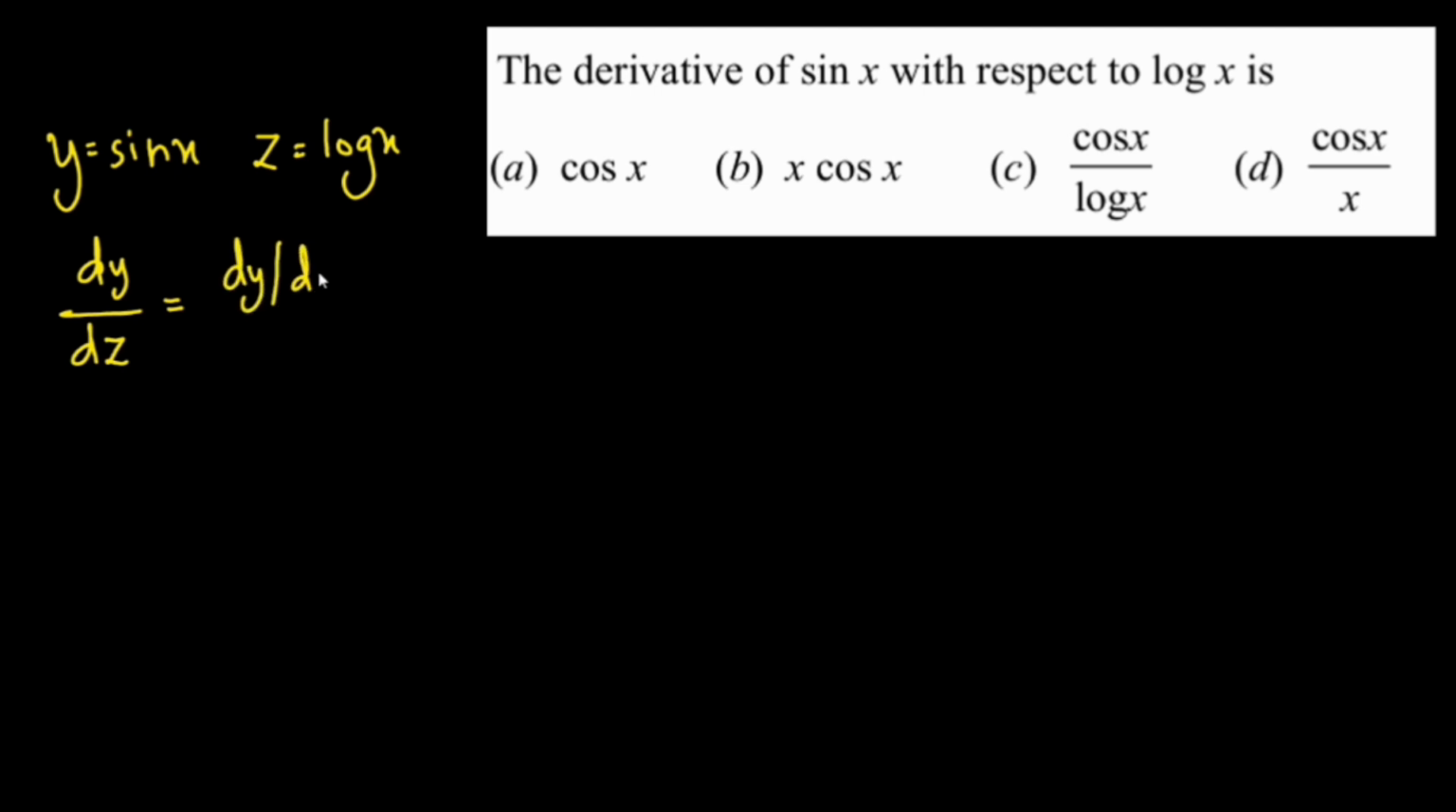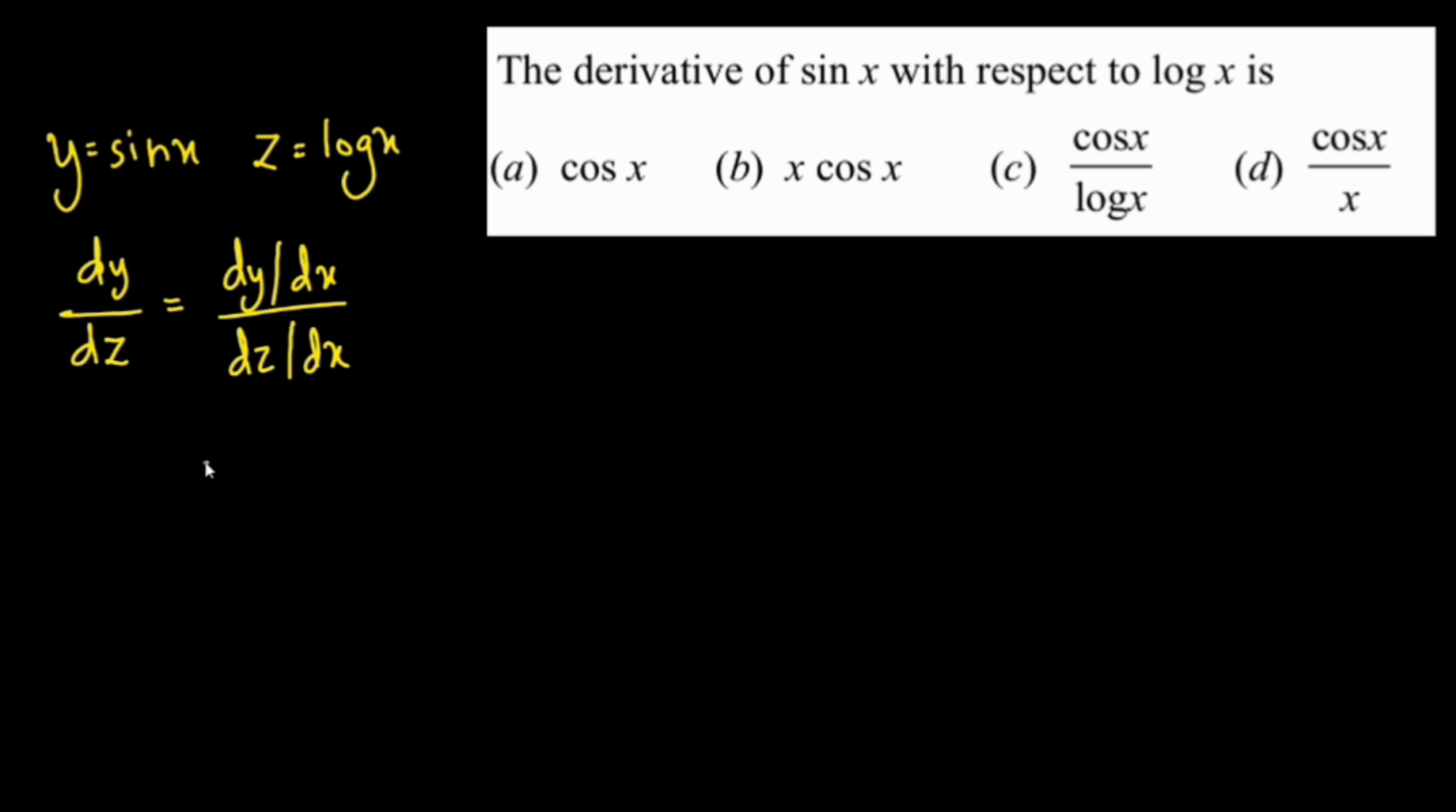The derivative of sin x with respect to log x. Since we have two different functions, we will consider them to be different variables. I will consider y as sin x and z as log x. Now, they have asked the derivative of sin x, that means y, with respect to log x, that is z. Again, I can apply the chain rule here because y is a function of x, and z is also a function of x. So it is dy by dx divided by dz by dx.